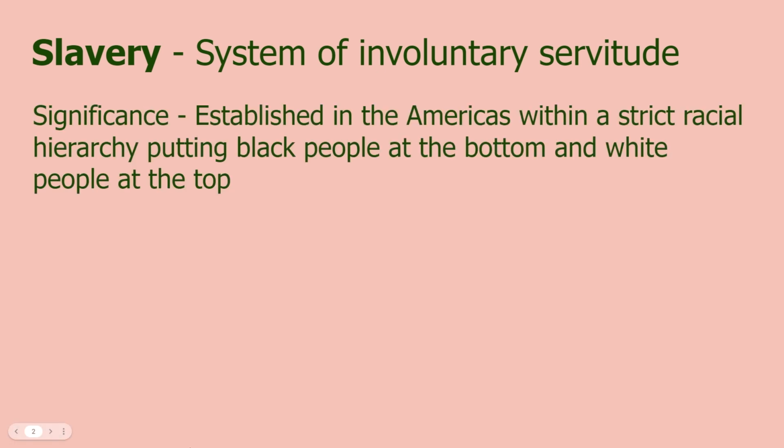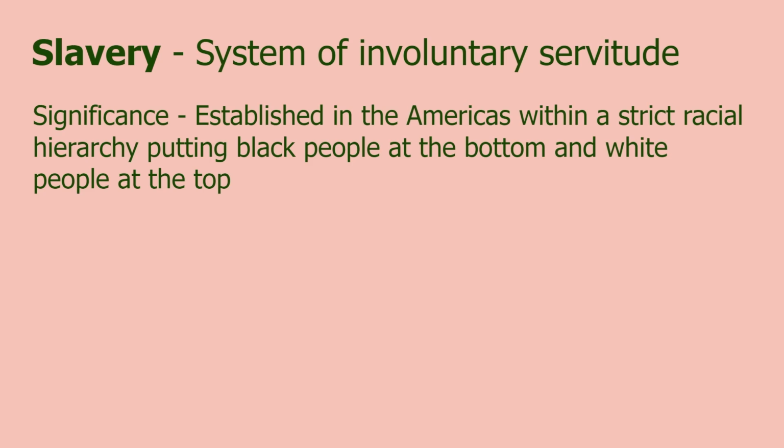Slavery, system of involuntary servitude. It was established in the Americas with a strict racial hierarchy, putting black people at the bottom and white people at the top. Slavery, technically in its origins, was an economic institution, but it had obviously massive effects on society and social life, and then of course American government.